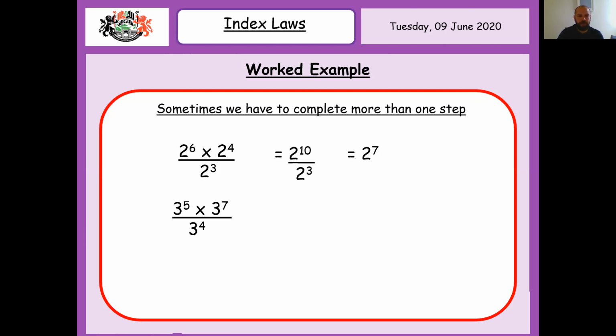So if I go another one. So over here, the base values are the same, they're all 3s, but we've got to add the powers at the top, and then we've got to subtract the powers underneath. So if we add the powers at the top, we end up with 3 to the power of 12, and then we've got to divide by 3 to the power of 4, which means we're going to subtract the powers, which leaves us with 3 to the power of 8.